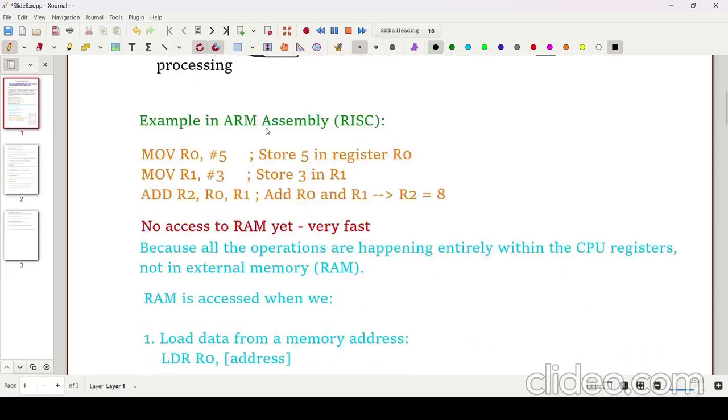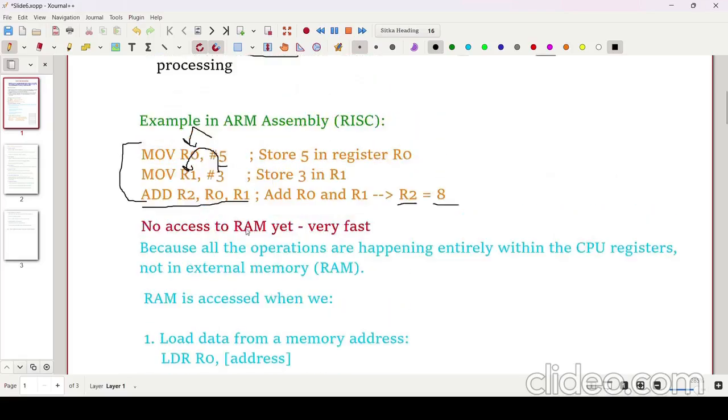For an example in ARM assembly, which is basically a RISC architecture, I have written three instructions here. The first one is MOV R0, 5, which means storing the value 5 into register R0. In the second instruction we are moving the data 3 into R1, and in the third instruction we are adding registers R1 and R0. Please note that we are not adding R2 and R0, we are adding R1 and R0, and whatever result we get by adding, we store in R2. So after adding 5 and 3 we get 8, and 8 is stored in R2.